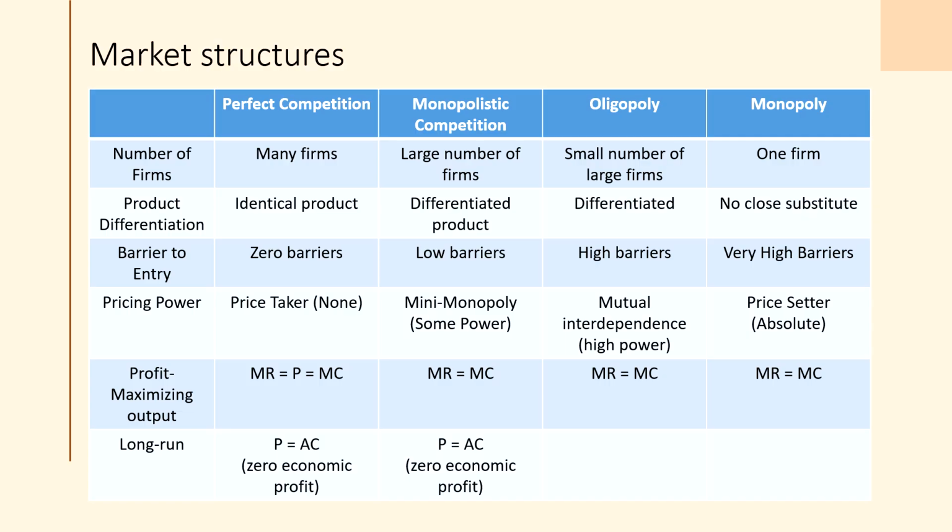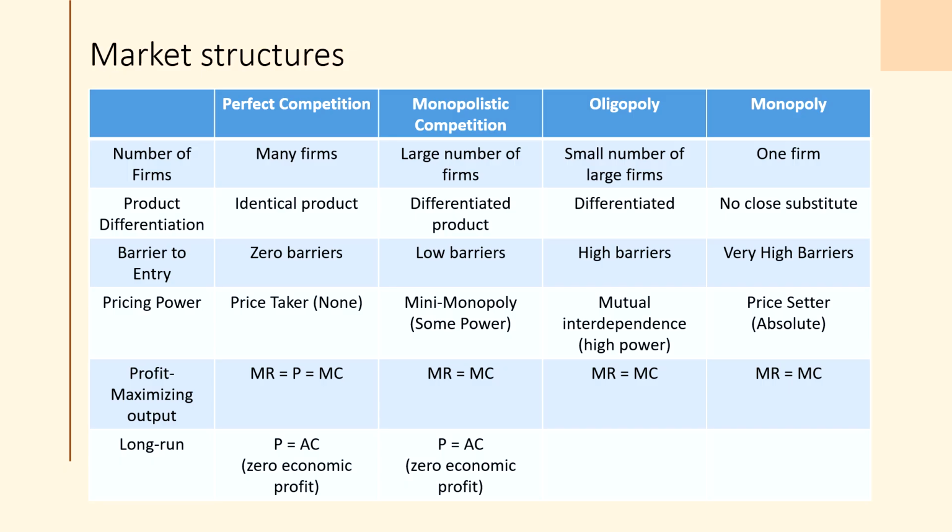Finally, let's summarize the four market structures. Perfect competition has many firms, identical products, and no pricing power. Firms are price takers, and in the long run, price equals average cost. Monopolistic competition has many firms with differentiated products. Firms have some pricing power, but entry drives profits to zero in the long run.